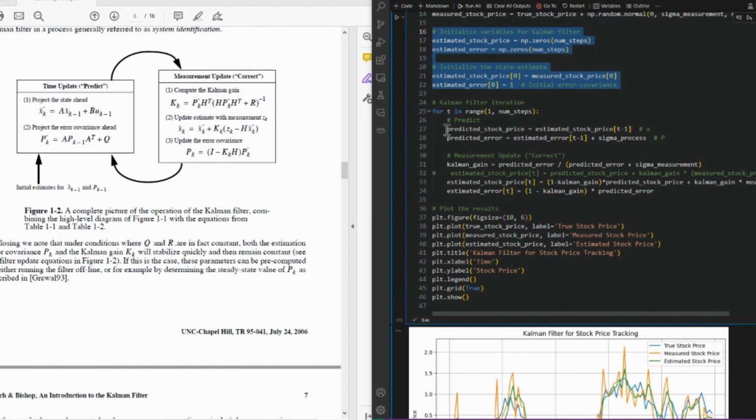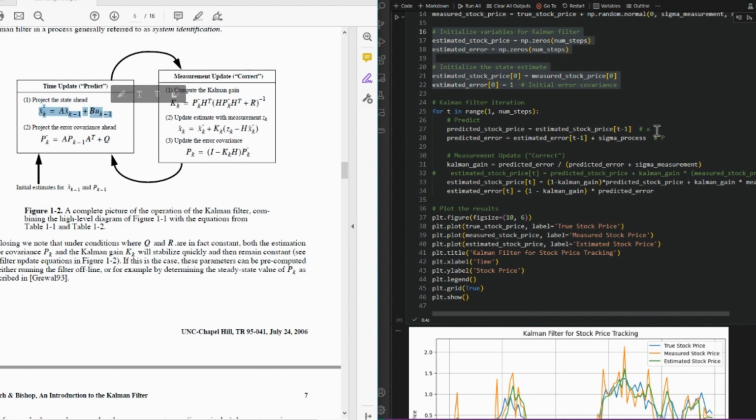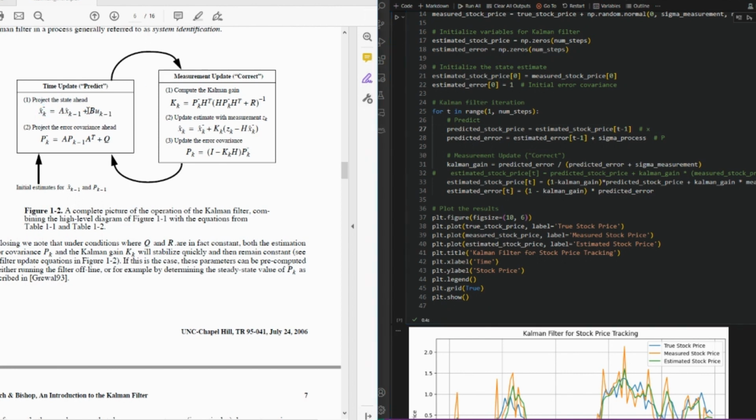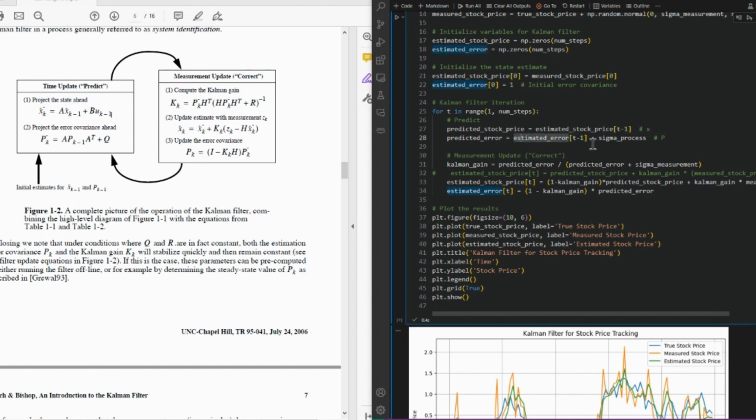So the first equation on line 27 is referring to the first equation over here. The difference is we have one variable only and we do not have this b and u terms. They are assumed to be zero for simplicity. The second part is the prediction covariance update or prediction error update in our case. This is just the estimated error from last period plus the error in the sigma process. So these two are done.